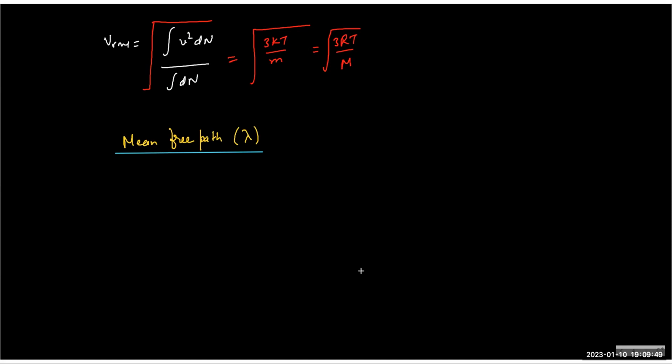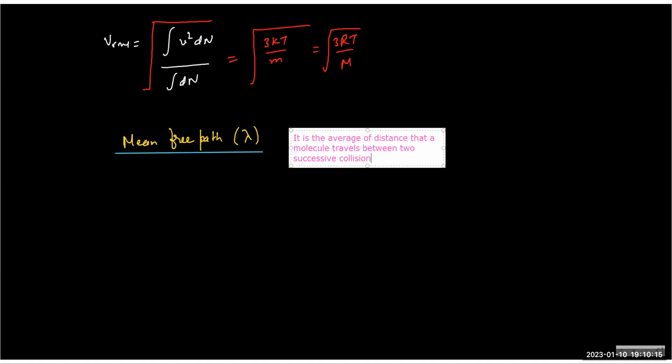So mean means average actually. The definition is, okay, we have done this many times before. Let's do it once again. What is mean free path? It is the average of the distance that a molecule travels between two successive collisions with other molecules.